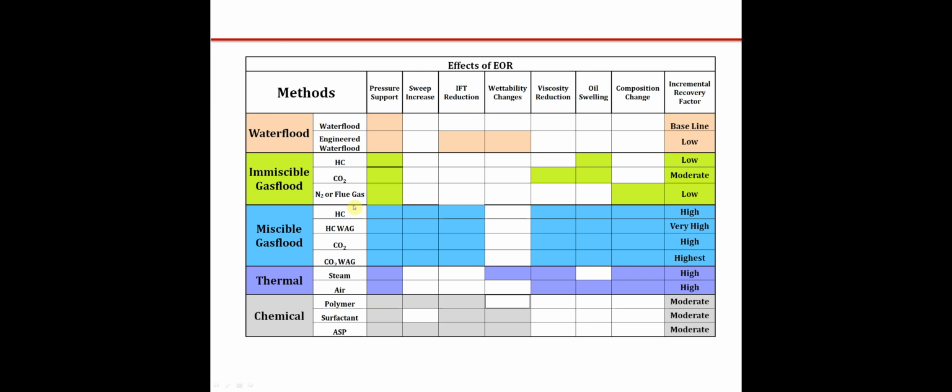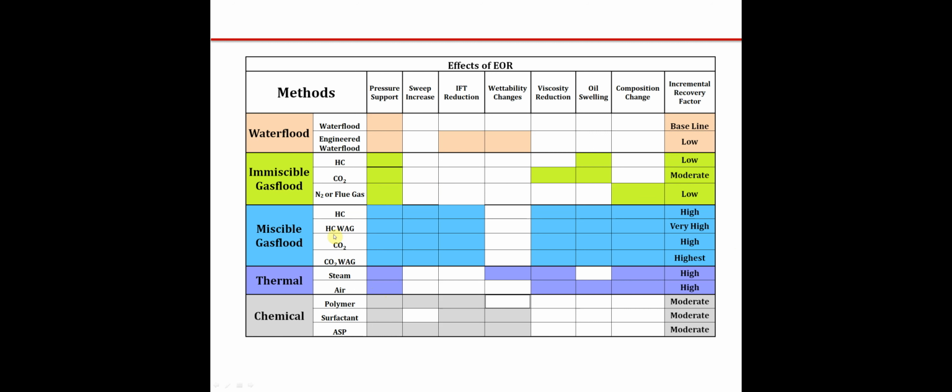incremental recovery is low. Immiscible gas flood, well, if you have resources available to you, like carbon dioxide from natural deposits, you can go for that. Like in some countries in Europe, which have significant natural CO2 deposits, they have gone for immiscible CO2 gas flood. But the recovery factor is moderate. Hydrocarbon immiscible floods I have seen are inefficient ones, with very low incremental recovery, maybe plus minus 1 to 2%, not beyond that. Immiscible CO2 is also moderate, more than that, but not like the miscible one.